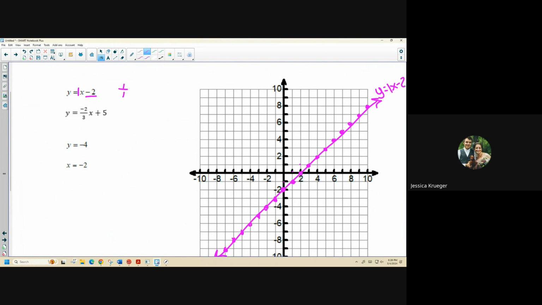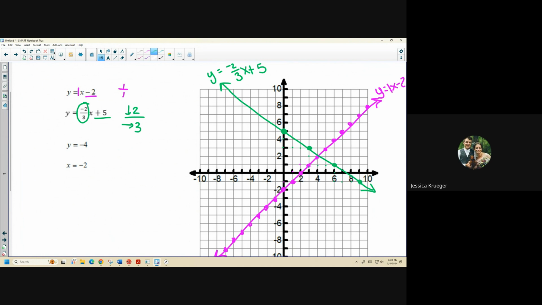Second one, y-intercept is 5. So it starts up here. My slope is negative. That means I go down 2, forward 3. So down 2, forward 1, 2, 3. Down 2, forward 1, 2, 3. Down 2, forward 1, 2, 3. And I can connect those. Ideally, you would put another few points on there, but this will do.